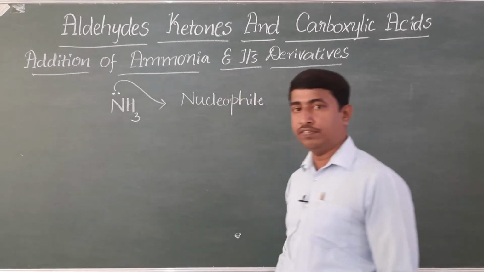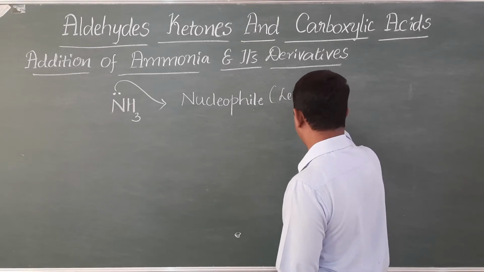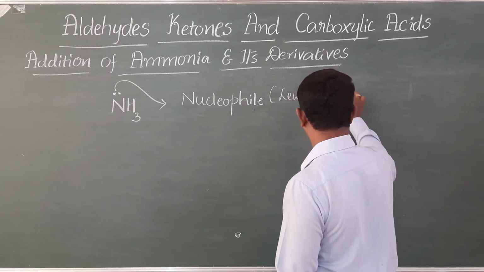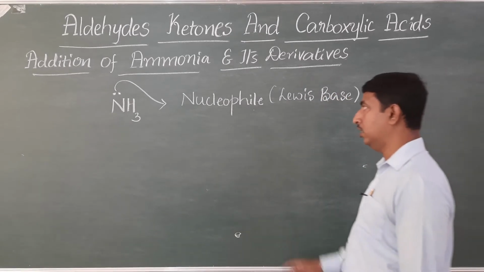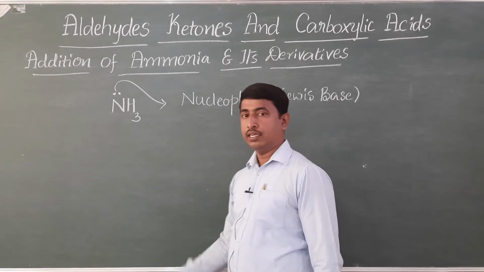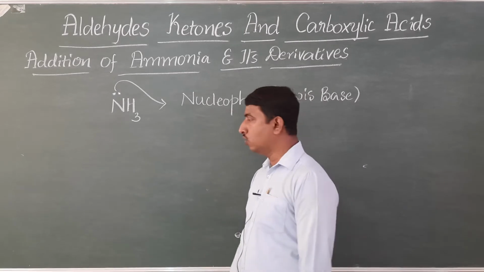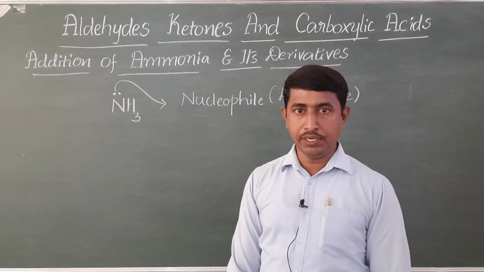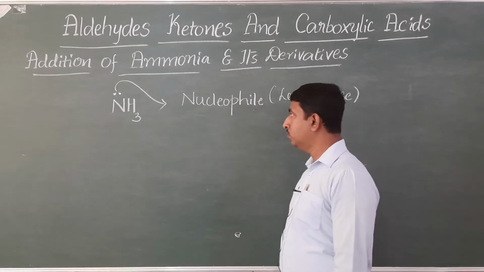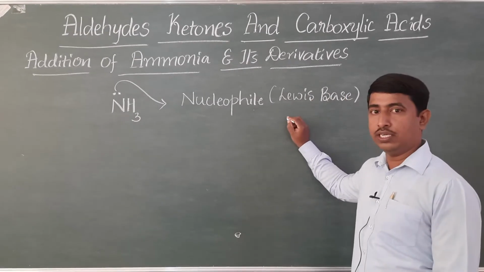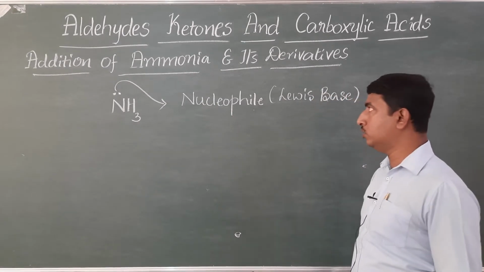Ammonia is an example of a nucleophile. It is also called a Lewis base. I will repeat once again: ammonia is an example of a nucleophile or Lewis base. What is a nucleophile? Nucleophiles are electron-rich species capable of donating electrons. Here in ammonia, nitrogen donates a pair of electrons, so it is said to be a nucleophile or a Lewis base.